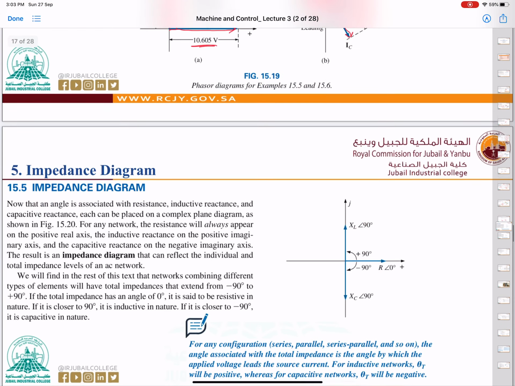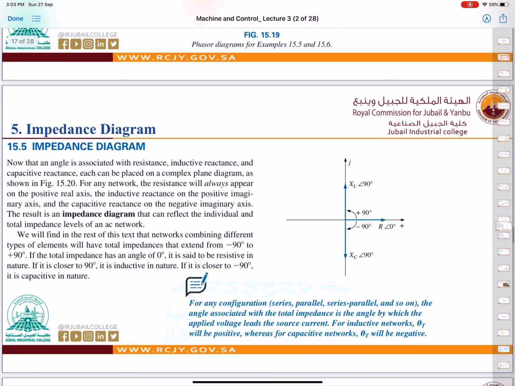Okay. Now the impedance diagram, as I told you: for the XL, we have plus 90. That's why this is the impedance diagram, plus 90. And for the XC it is minus 90. And for the resistor it is 0 angle. This you should know. Okay, read this one.